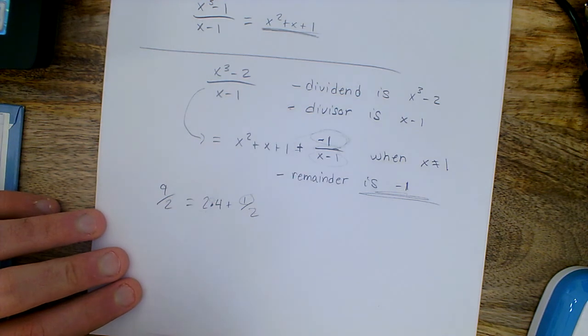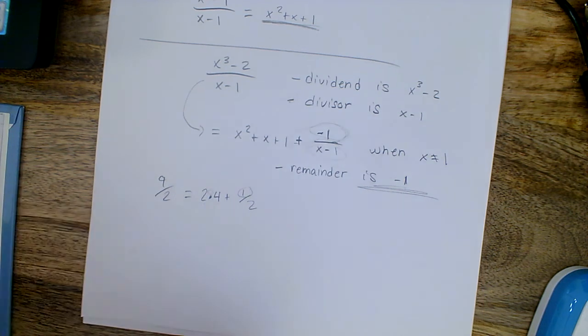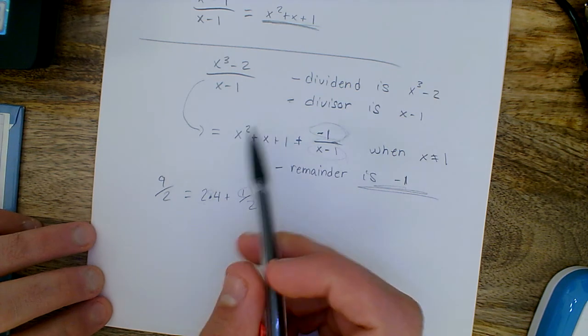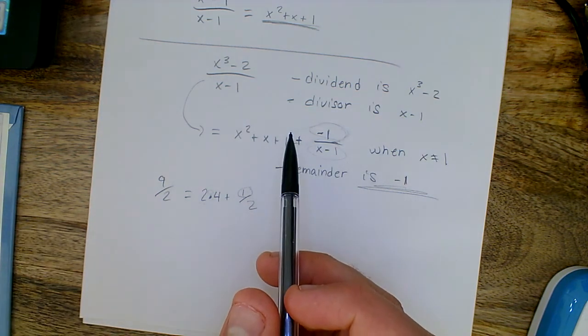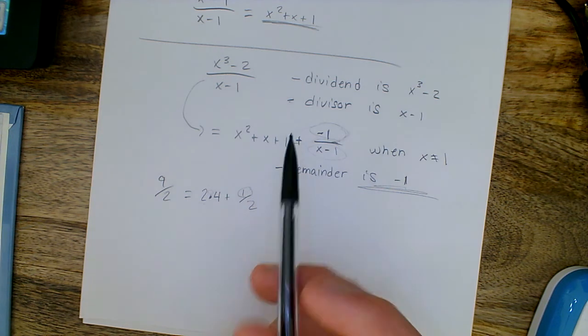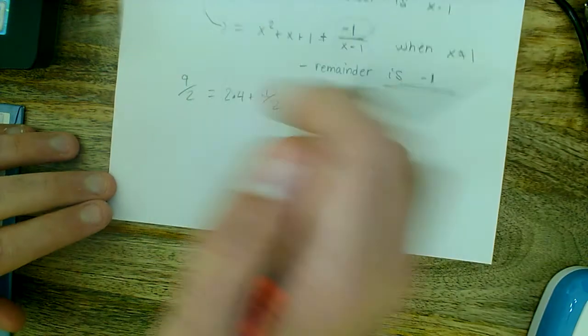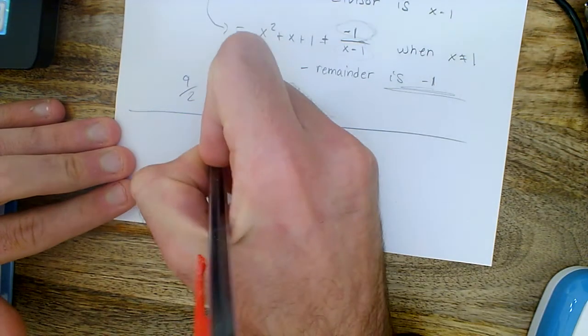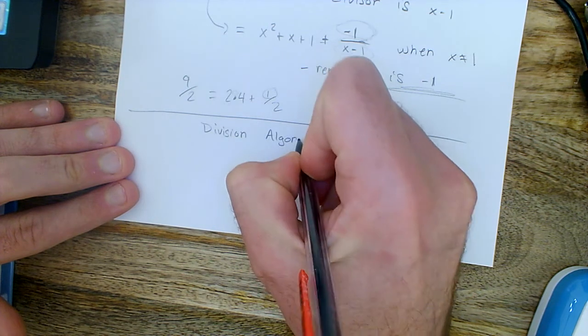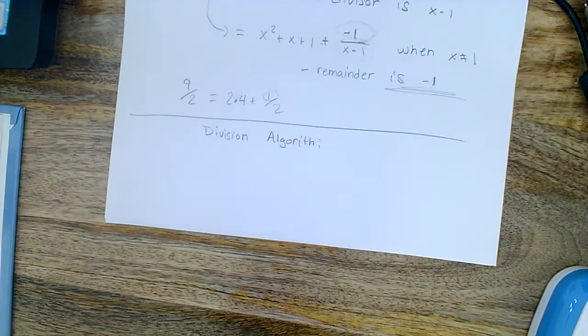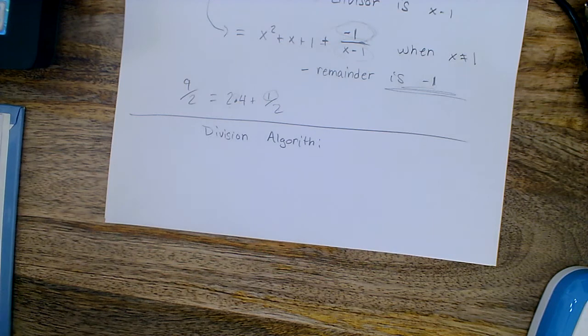Right, okay, so how do we learn how to do this process for long division, now that we've got the terminology? It turns out there's a theorem, or a division algorithm. An algorithm is just a process of how to do it, right?